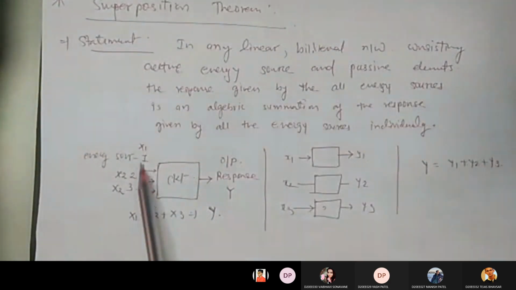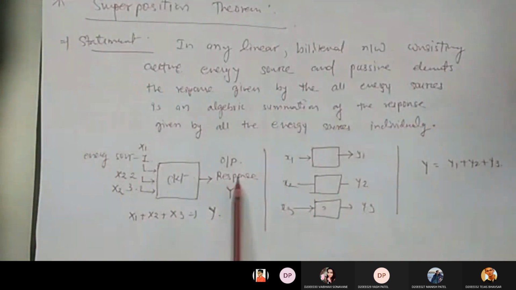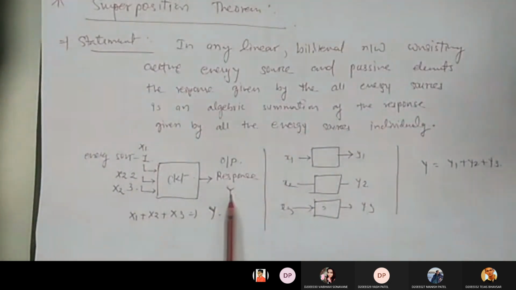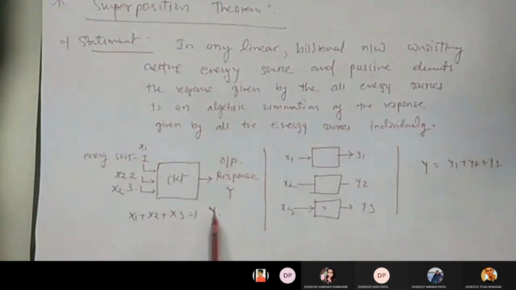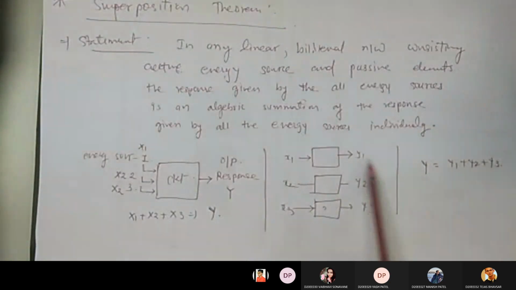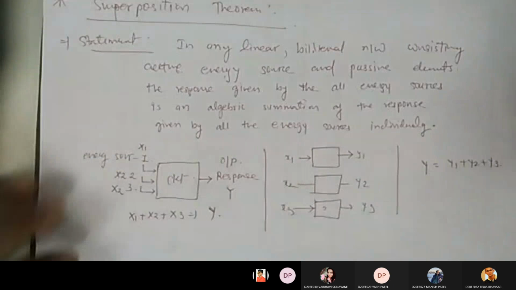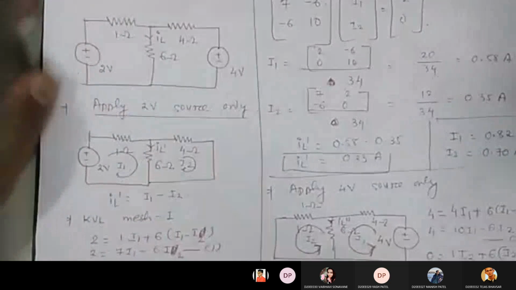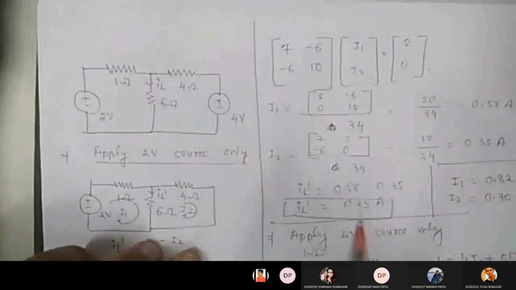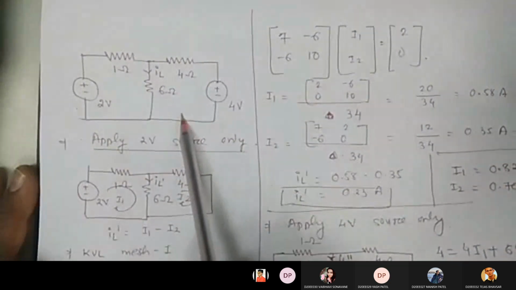Suppose there is a circuit. In this circuit the energy sources are x1, x2 and x3, and it gives the y output. If we want to find the y output, we apply x1, x2 and x3 individually. These give the responses y1, y2 and y3. So the total y will be y1 plus y2 plus y3. This is the basic concept. We have omitted the steps, but we have taken the steps in the examples.